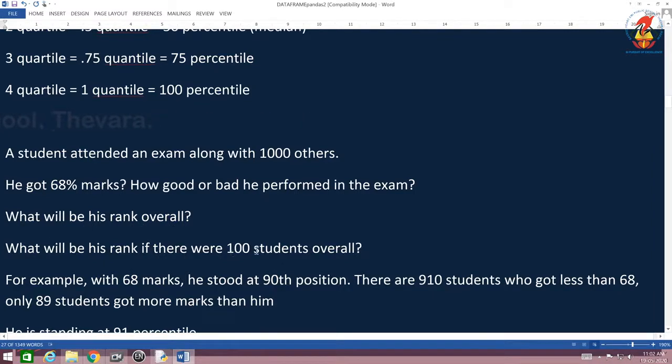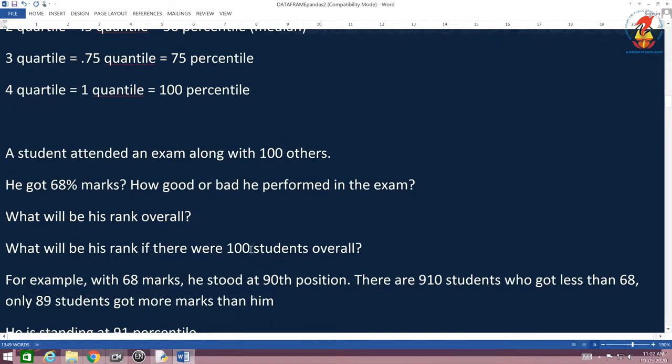What will be his rank if there were 100 students overall? We are making it 100. Okay. So 1,000 I am just deleting, I am making it 100. So a small amount. For example, with 68 marks, he stood at the 90th position. There are 910 students who got less than 68.